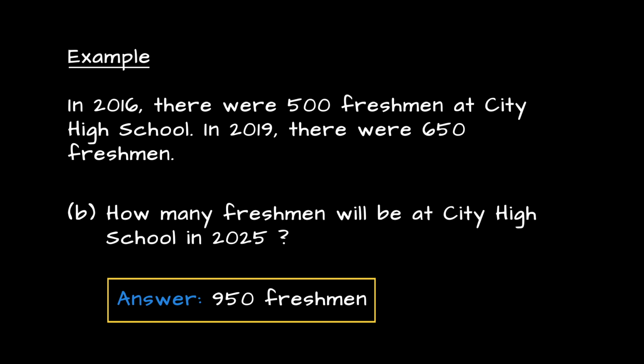Now, can we be certain that in the year 2025 there will be 950 freshmen at City High? No, of course not. It's important to keep in mind that our linear function is just a model. It will agree with reality in some respects, but it will likely disagree with reality in others. It predicts, for instance, that 100 years after 2016, freshman enrollment will be well beyond 5,000, which is probably unrealistic. However, when used properly, this model can still be very useful.